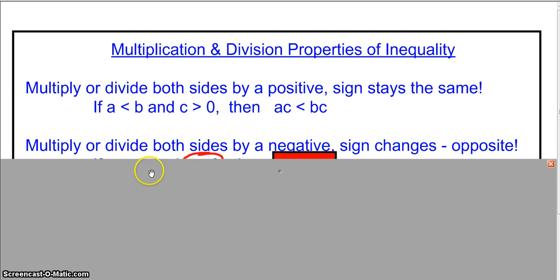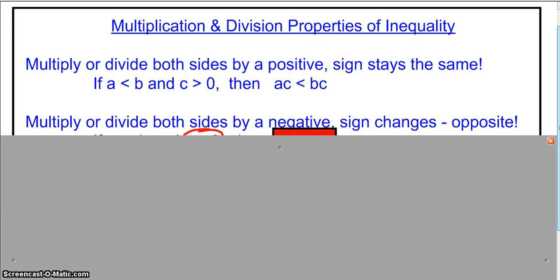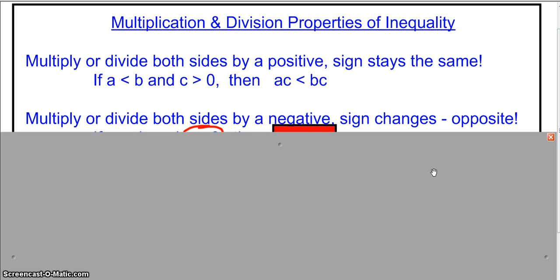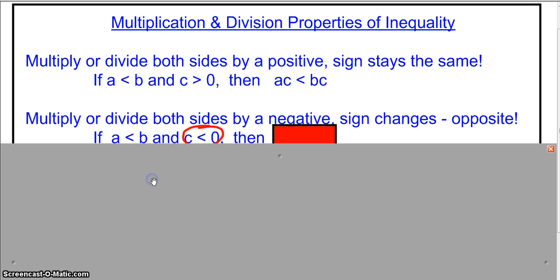Okay, see if you can write the rule for this. If we're multiplying or dividing both sides by a negative, show how the sign will change. We can use the same statement. If A is less than B, but now C, the factor that we're multiplying by, is less than 0. If C is less than 0, what kind of a number is that? Liam, do you know?